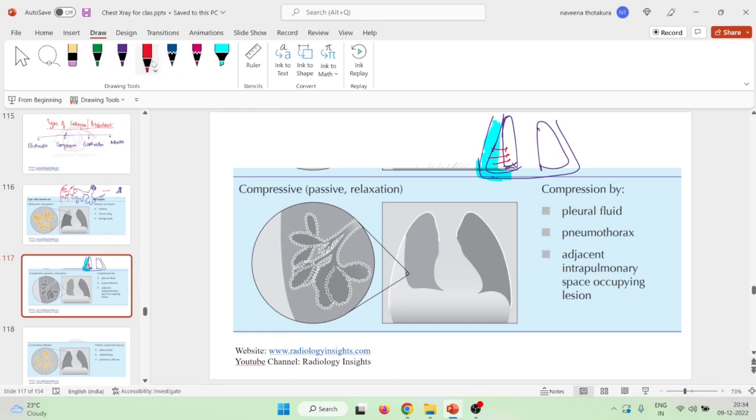Because what does the lung contain? The lung is like a sponge, containing air. If you compress a sponge, it becomes small. Similarly, if you compress the lung, it becomes small and collapsed. That is compressive atelectasis. This compression can be due to pleural fluid, pneumothorax or intrapulmonary space occupying lesions. Anything can compress the air-filled lung, and slowly the air disappears and it is compressed like a sponge into a small part, which is called collapse.